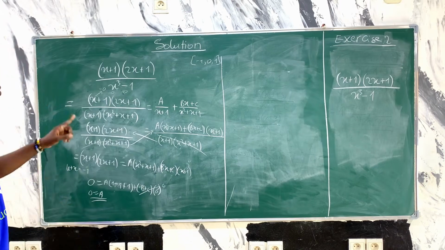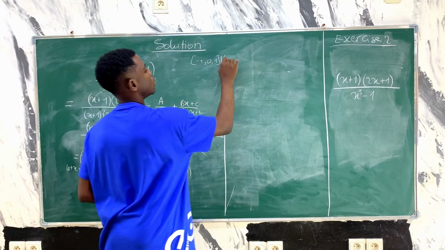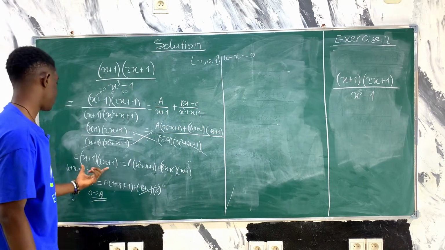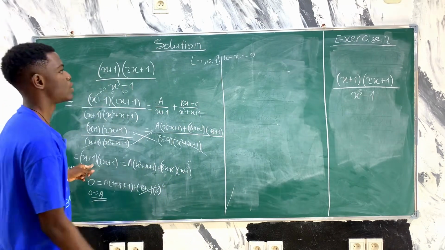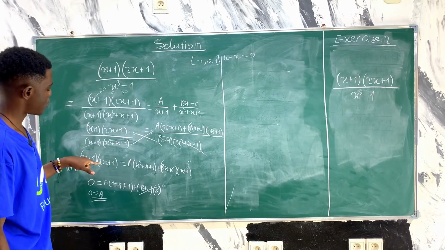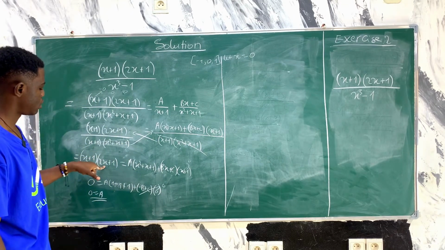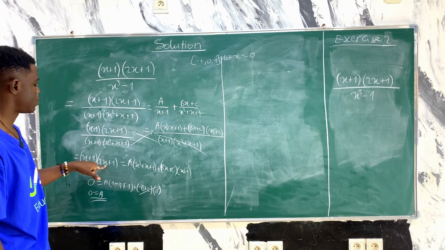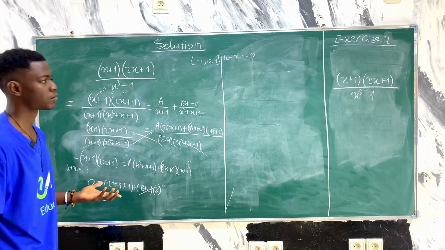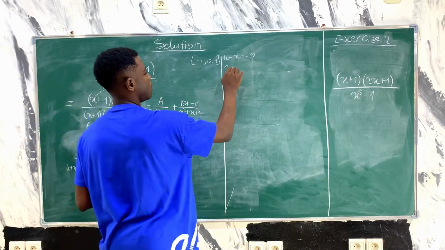So to find b, I'll let x be 0. When I let x be 0, I put 0 into the equation. 0 plus 1 is 1. 1 times anything is 1. So when I put 0 here, 2 times 0 is 0. I'll be left with 1. So I have just 1 times 1. 1 times 1 is 1.